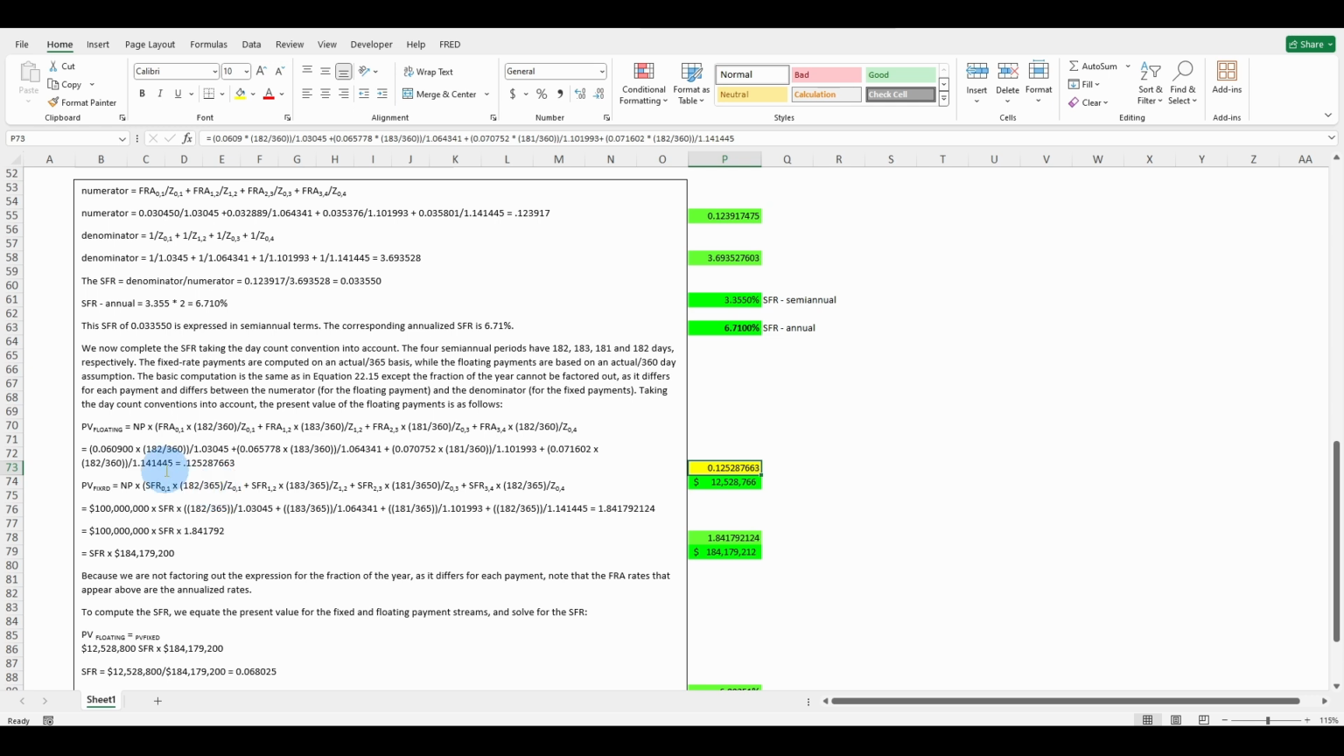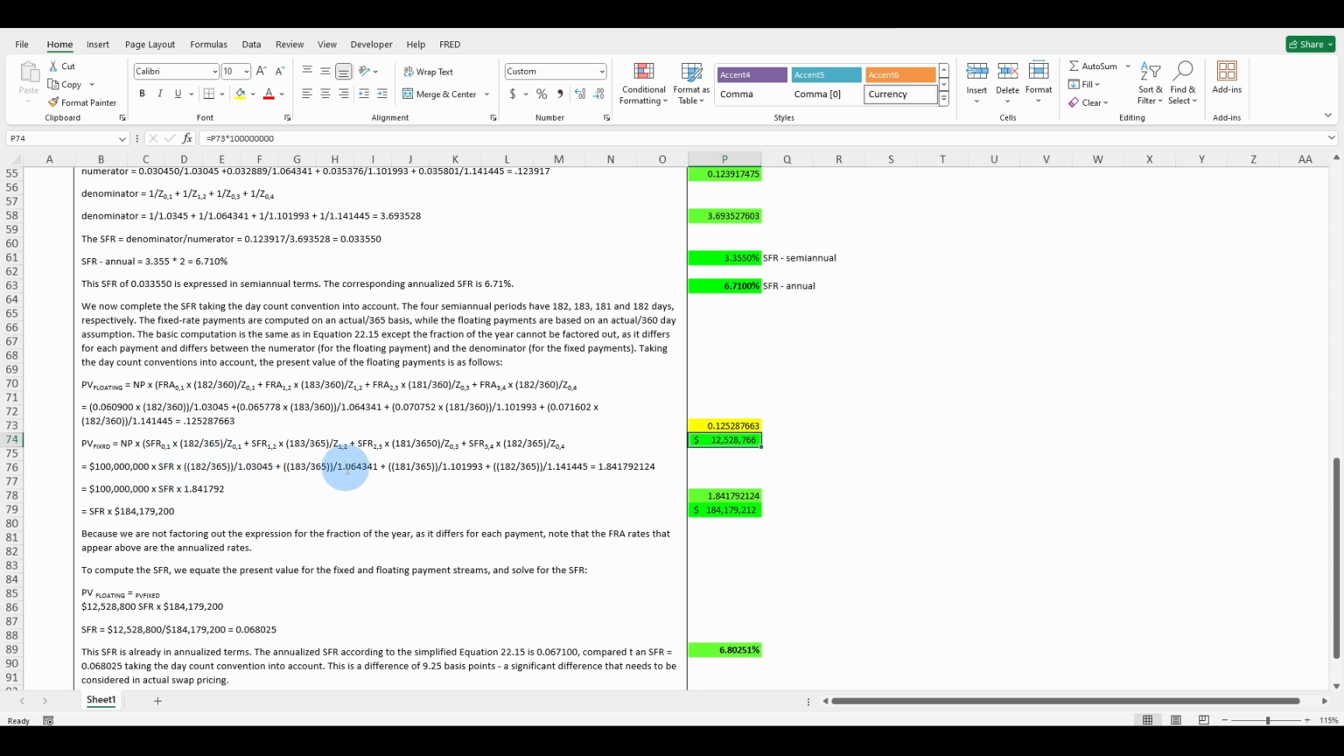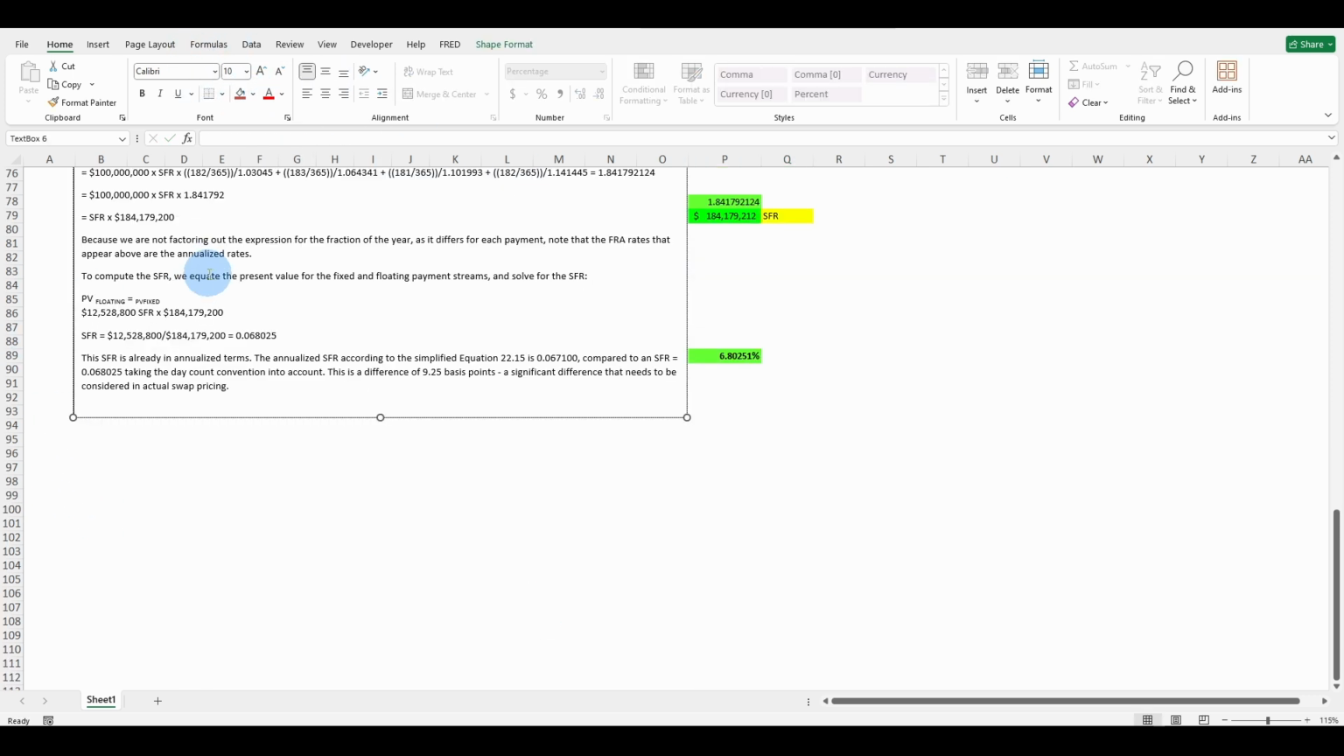Notice, now we're doing actual/365 versus actual/360. Plus SFR times 183. And we're going to use this formula, E73, right here, times 10 million, 100,000, this whole thing here, and we're going to get this number. Then we're going to get 184,179. This is your SFR denominator. Because we're not factoring out the expression for the fraction of the year, it differs for each payment. Note that the FRA rates that appear above are the annualized rates.